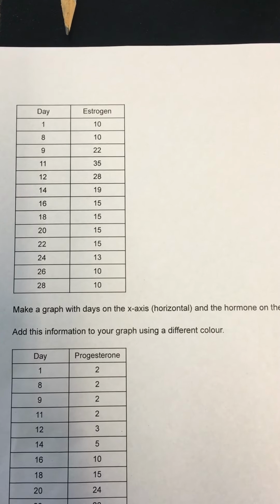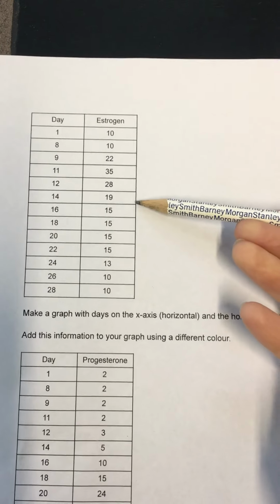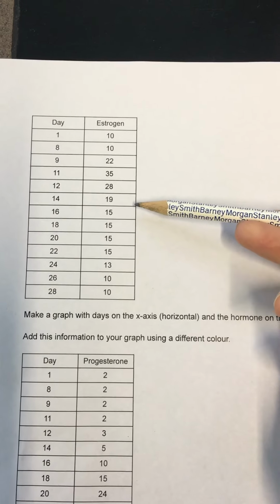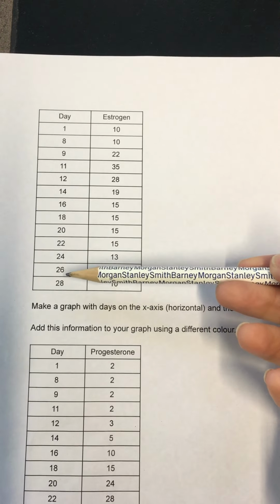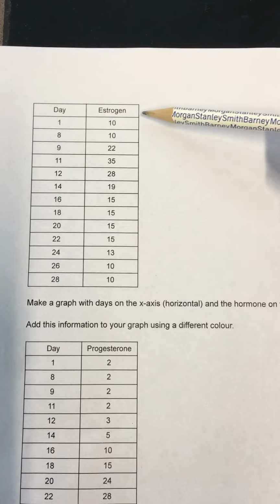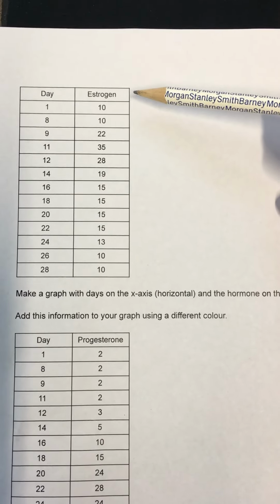So today I'm going to show you what a good graph of this information would look like. This information is the days of a month, scanning through from 1 to 28, and estrogen levels. There are no units for estrogen levels here, they're just digits.